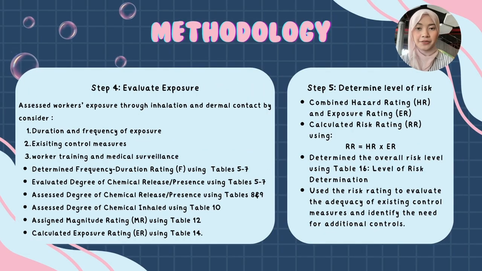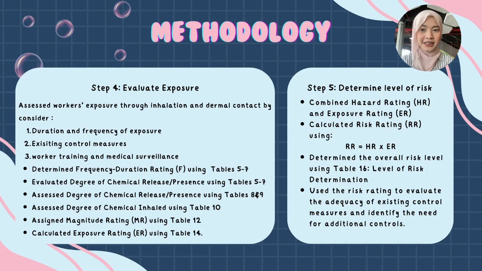Next is step 4. Evaluate the exposure. Assess workers' exposure through inhalation and dermal contact by considering the duration and frequency of exposure, existing control measures, and also worker training and medical surveillance. Determine the frequency duration rating FR using Tables 5 to 7, assess the degree of chemical release or presence using Tables 8 and 9, assess the degree of chemical inhaled using Table 10, assign the magnitude rating MR using Table 12, and also calculate the exposure rating ER using Table 14.